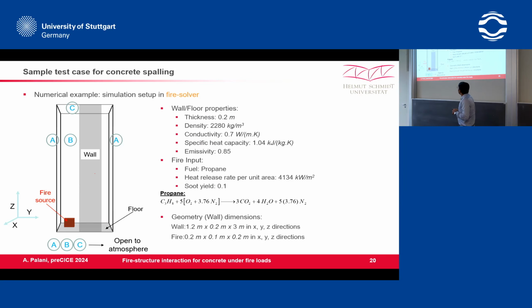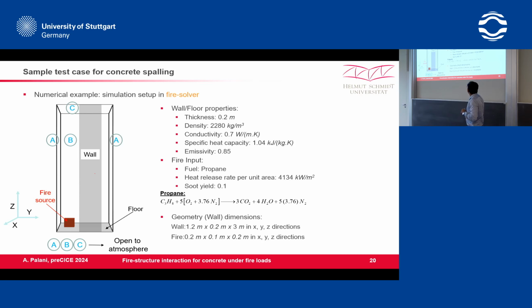So this is again my test case. Here we can see the wall, the fire source, and A, B, C, these are all open to the atmosphere. I am not restricting any smoke inside the room, so the smoke will go out. And these properties, the floor properties, the concrete properties, again come from the Eurocode of the concrete structure.